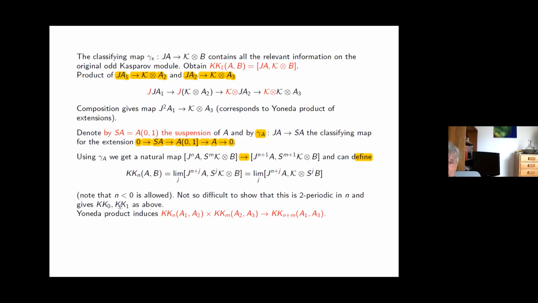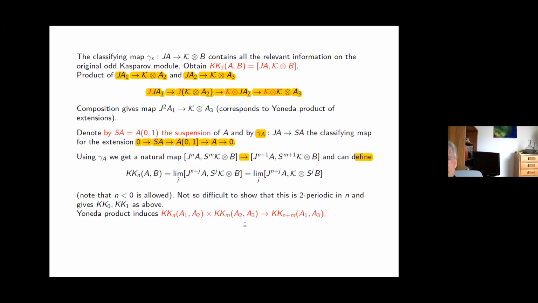And so the Yoneda product, you see the Yoneda product here. By the Yoneda product, we got this map from J squared of A_1 to K tensor A_3, and this gives you a map. So this product gives you a map from elements in KK^n of A_1, A_2 and KK^m of A_2, A_3 to KK^(n+m) of A_1, A_3. I mean, just doing this composition up here, and replacing K tensor K by K. Okay, so that's a very natural and very easy product.